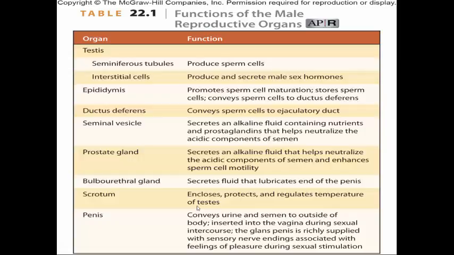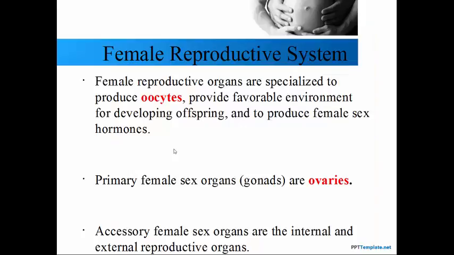And here on this slide is a summary of all the major structures that we just talked about, along with their major function. So this is a good resource for those of you that like to make note cards. All the structures here, and of course all the functions here, all in one location. Alright, that was it for the male. Now we'll talk about the female reproductive system.